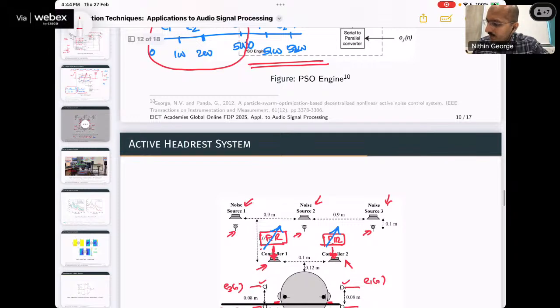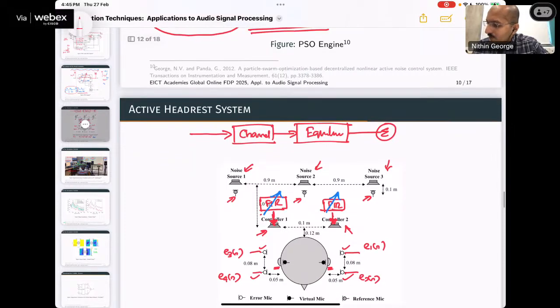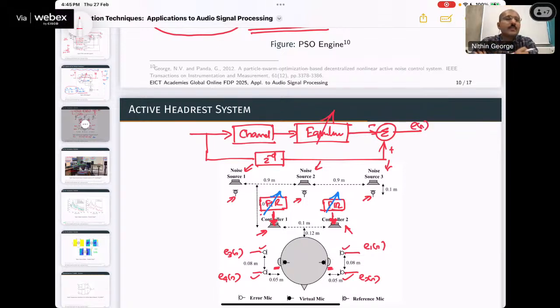you have a channel and you are having an equalizer after that at the receiver side, and then you have some optimization problem formed by having this z to the power minus d plus minus e of n, and then you update the equalizer. Here, all of this, once the channel is modeled, everything is an electronic signal.